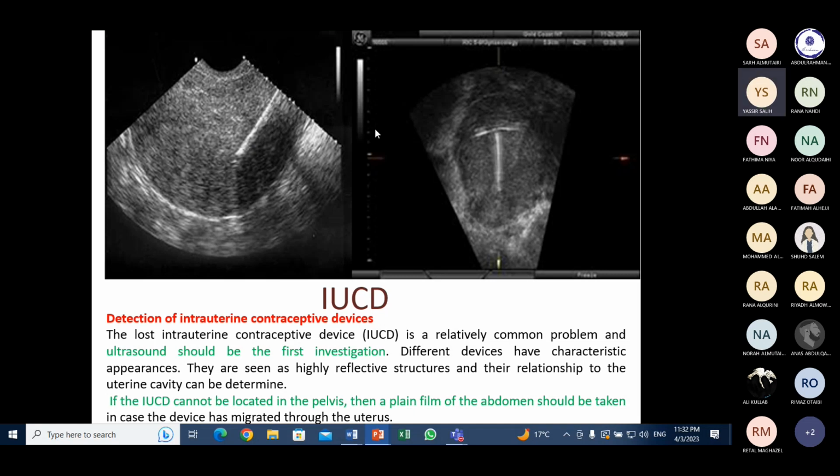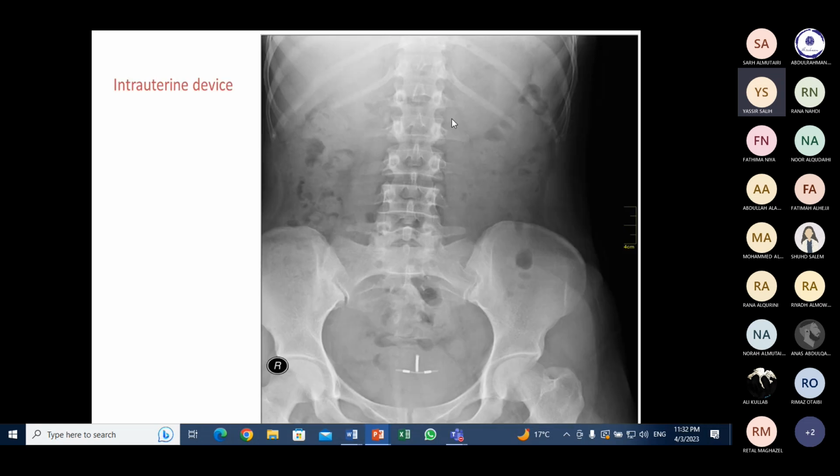If you fail to localize this IUCD, what is the next option? At this time you can do a plain abdominal X-ray of the abdomen, a plain X-ray, to search for this device that has migrated through the uterus. So this is a plain abdominal X-ray.